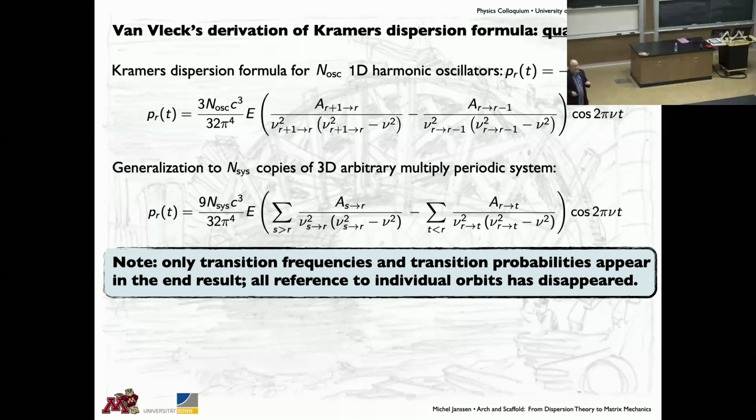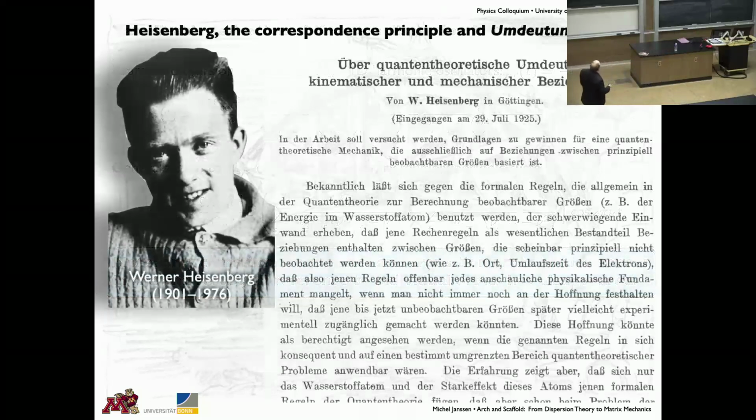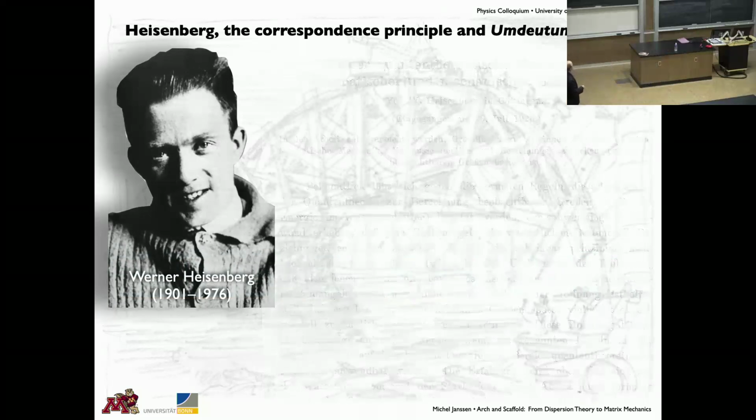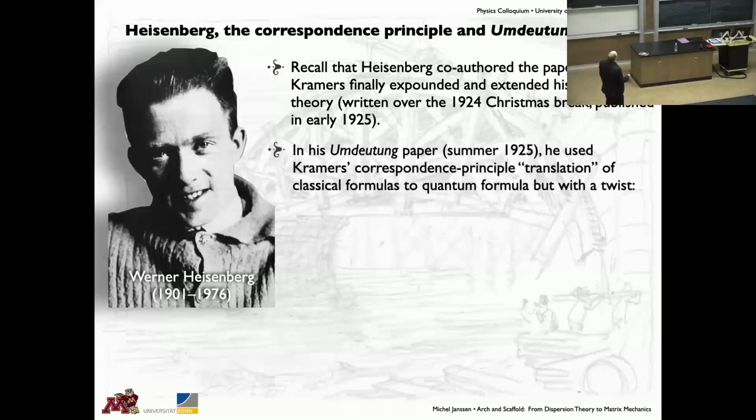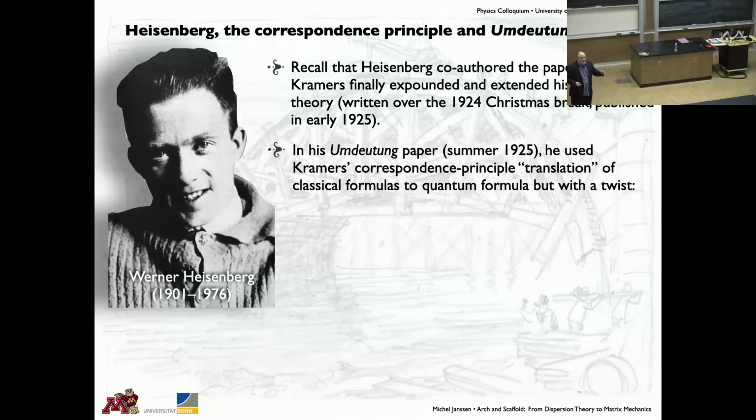Remember, Heisenberg co-authored a paper with Kramers, going through all of this and doing way more complicated calculations than the ones I just showed you. They're also looking at incoherent scattering, getting the Raman effect and all this. So Heisenberg knew this backwards and forwards. And that feeds into his famous paper on Umdeutung. And the basic idea is simply this, that he applies that translation scheme of Kramers in a clever new way.